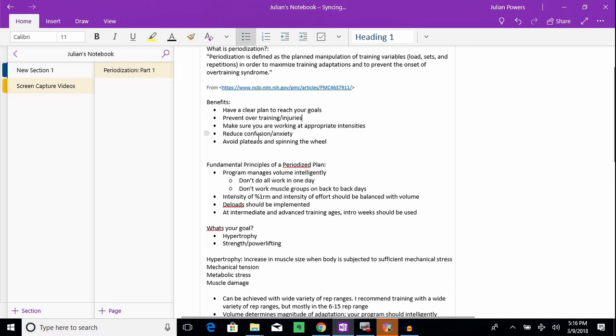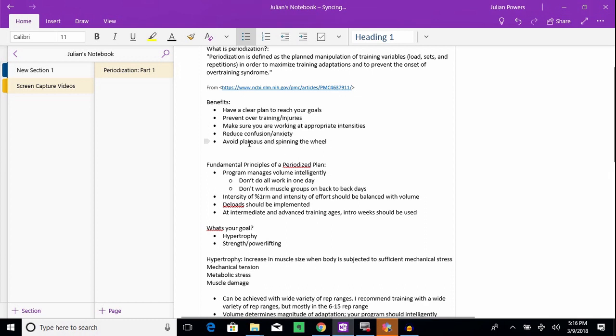And then confusion too. You may think, well, what am I supposed to do today? When am I supposed to go up in repetitions? And when am I supposed to train heavy? Things like that. So having a good program laid out for you over a long period of time, which is periodization, reduces confusion and anxiety when you go into the gym.